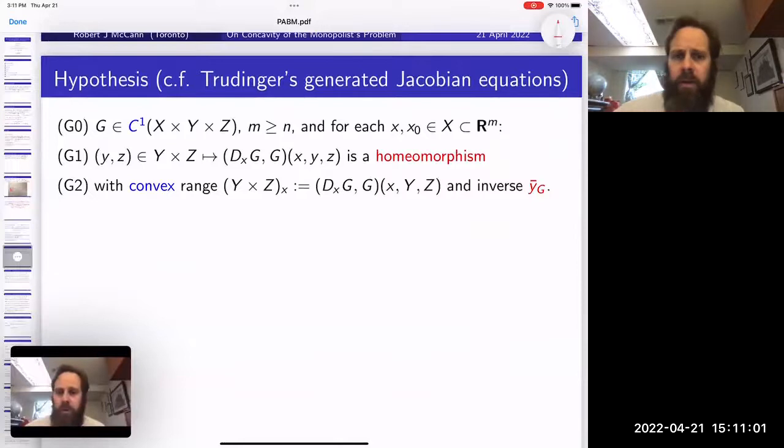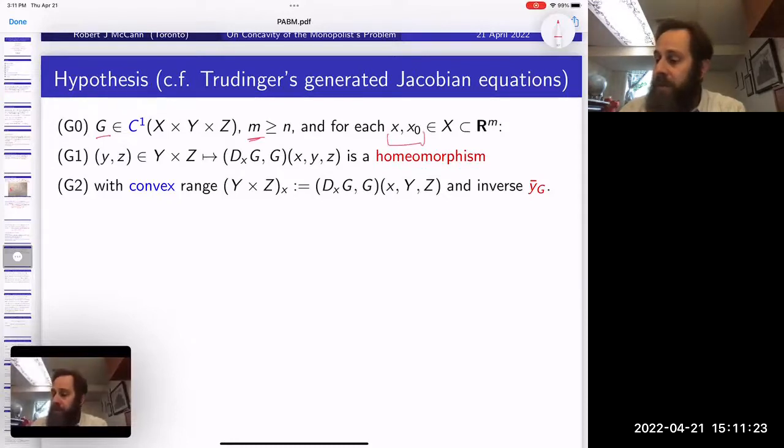Okay, so any questions? So now let me describe the hypotheses that I'm going to model this under. I'm always going to assume that my direct utility function is continuously differentiable, and I need the space of potential buyers to be at least as large as the space of products being consumed. And then for every pair of buyer types, I'm going to assume that if you look at the one jet, so the value of the direct utility and its gradient with respect to x, that gives a one-to-one continuous mapping on the space of product price pairs.